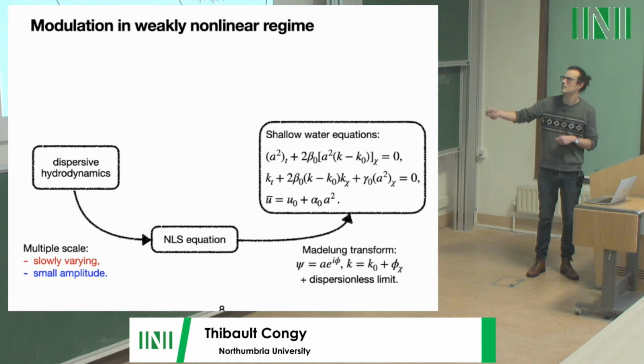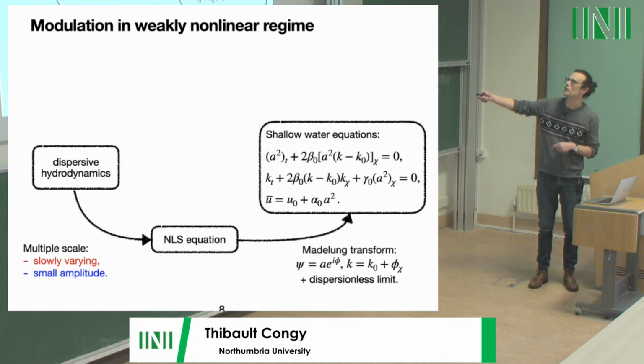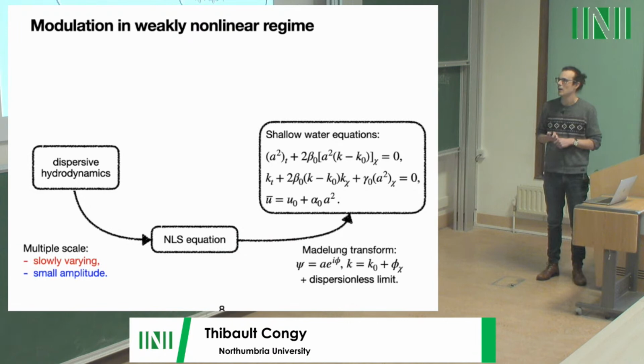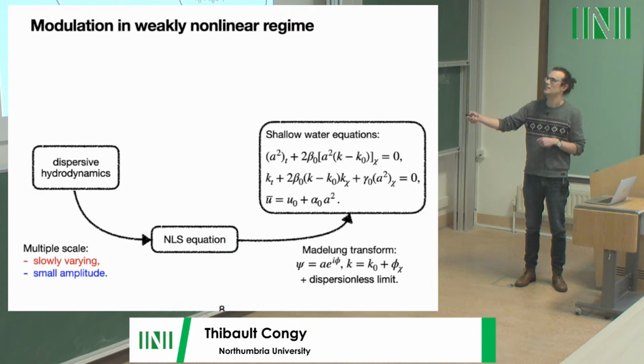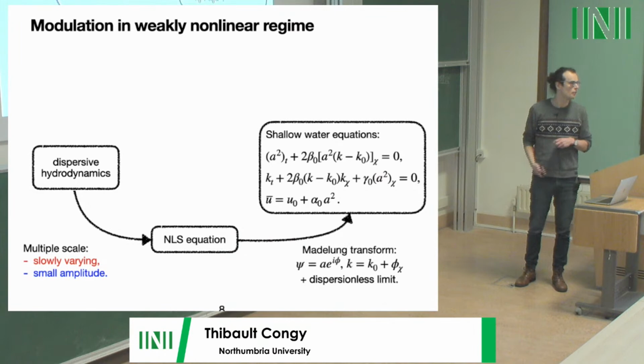So here it's really the shallow water equation with some coefficients, beta naught and gamma naught, that are just the coefficients of the NLS equation. If you remember, with them, it's a three-modulation equation. Here we only have two, for amplitude and wave number, because in this NLS description you show directly that the correction to the mean field is amplitude squared. So that's why we don't have this third equation.